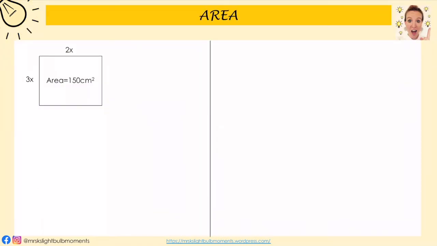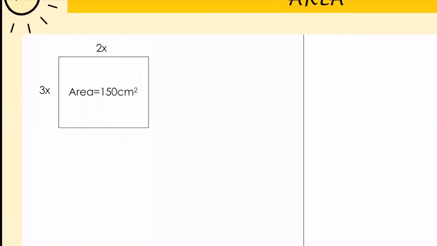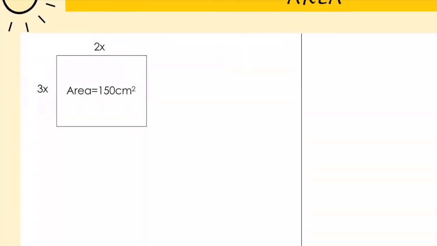Right, let's have a look at some area problems. So we've got a nice simple area problem here to start with, which I'm going to go through with you. I've cut off the question, but it would say something like, find x. So here we know that length times width is the area of a rectangle. So 2x times 3x should give you 150.